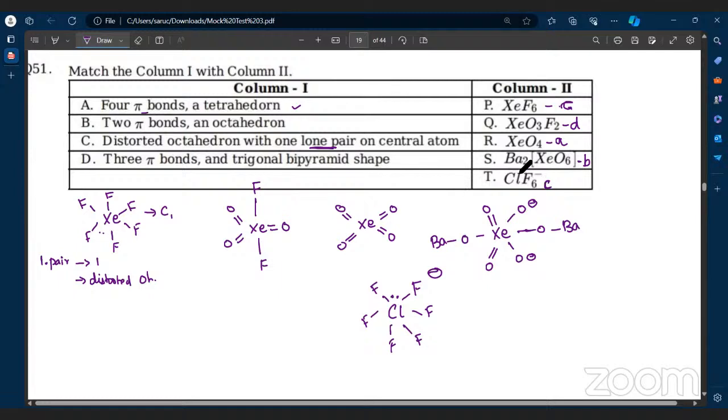So the correct matches, you have to match it for A. A is going to be R. B is going to be S. And C is going to be P and T. D is going to be Q, right? Q. So this is the correct answer. Okay, so moving to the next question.